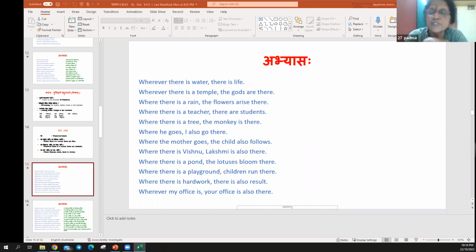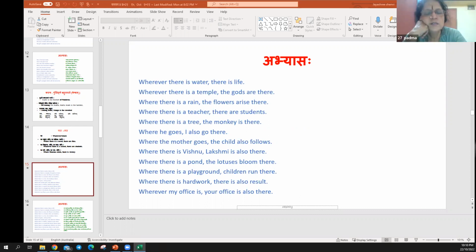Okay. For river, what do you say then? Nadi. River, Nadi. So this is pond. You can say Sarovaram. Sarovara, Sarovaraha. Yatra Sarovaraha asti. Tatra Kamalam.